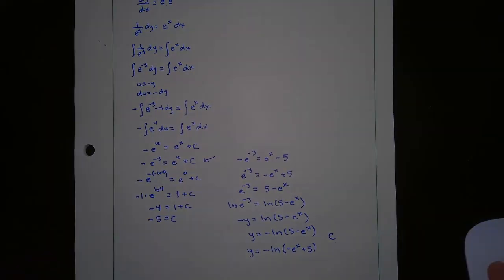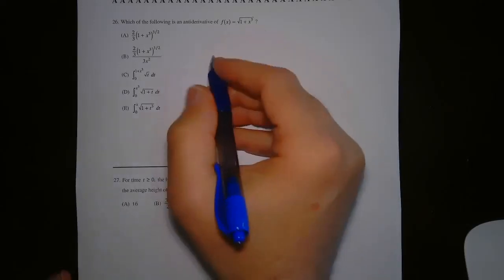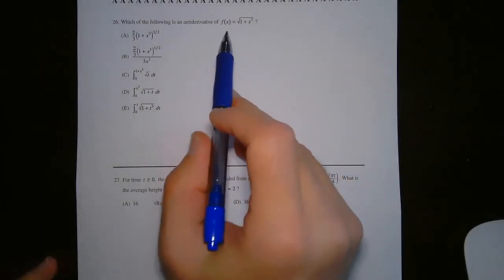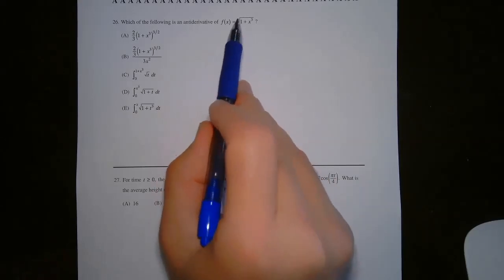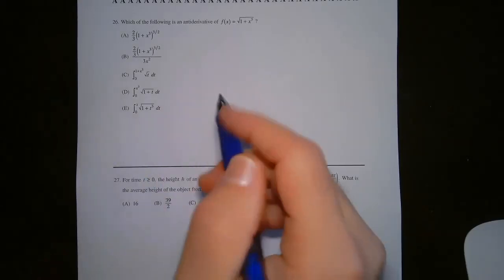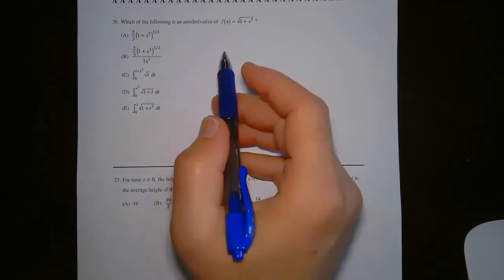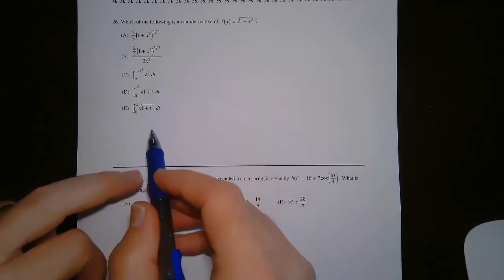Let's go to 26. All right, so for 26, which of the following is an antiderivative? Okay, so integrals are antiderivatives, right? So if we take the integral of both sides, and we actually can't take the integral of this, and you guys don't have the techniques to do this, but if you look, some of these are integrals, right?